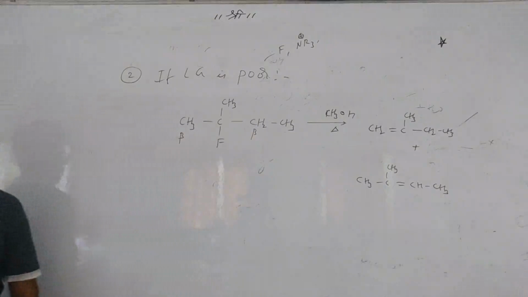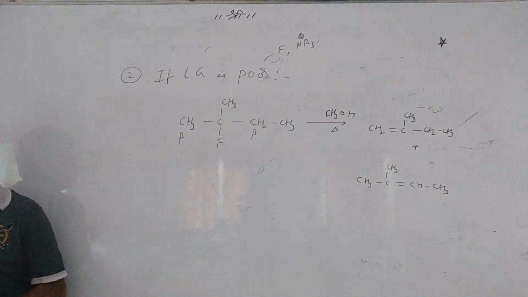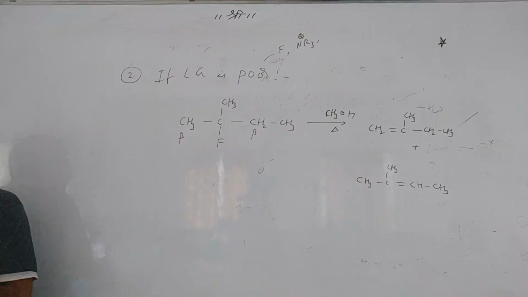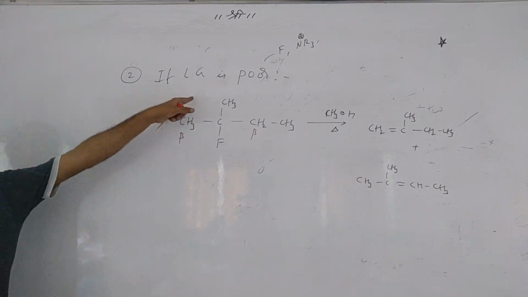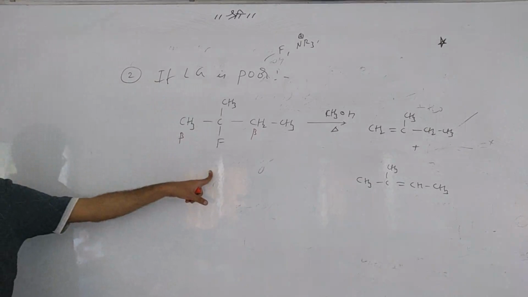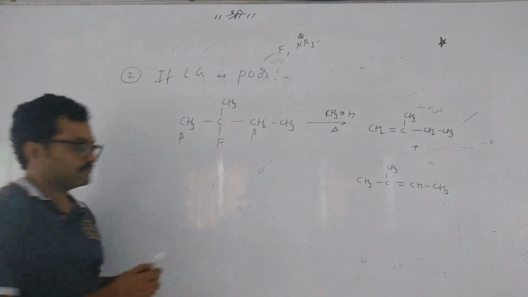So generally, which is more stable, you tell? Second bench. The second one is more stable. Second one. Why? Correct. 3 substitutions. And the first one, 2 substitutions. But that is only major, because the leaving group is poor and this elimination is Hofmann elimination.